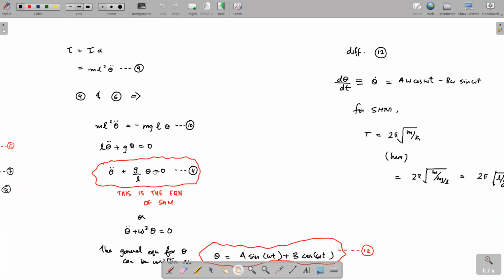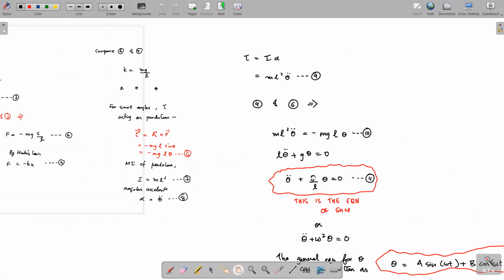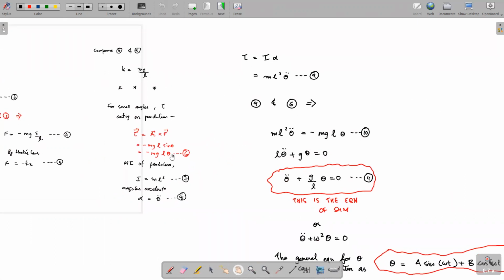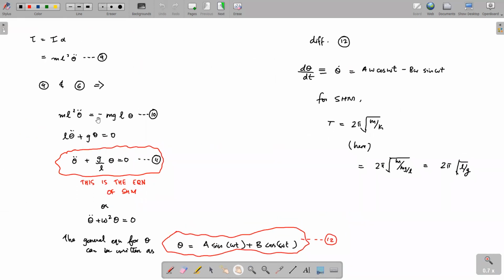So torque, we know the equation for torque is I alpha, right? It's equal to I alpha. Here we can apply the values of I and alpha, I being ml square and alpha being theta double dot. We get torque in two values. Earlier we have torque is equal to minus mgl theta. Now we have torque is equal to ml square theta double dot. Okay, when we compare and equate these two, we can rewrite the equation like this, right?